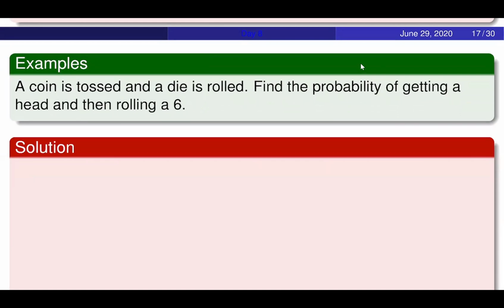So for the second problem, it said a coin is tossed and a die is rolled. Find the probability of getting a head and then rolling a 6. All right, so we have a coin.